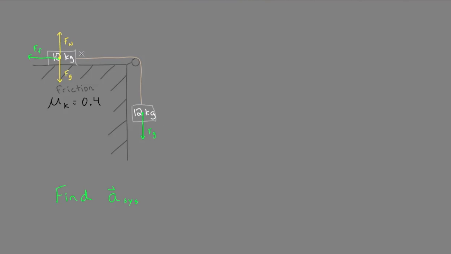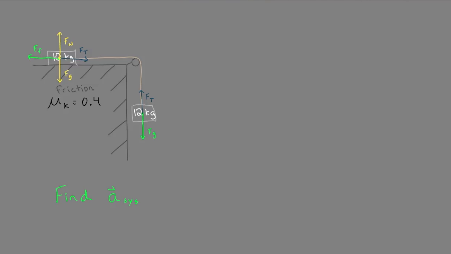There's also the force of tension, which is the same throughout the system, because both of the masses are connected with the inextensible rope or cable. Inextensible meaning it's not stretchy. So after drawing the free body diagrams, the next step is always to write the net force equations.